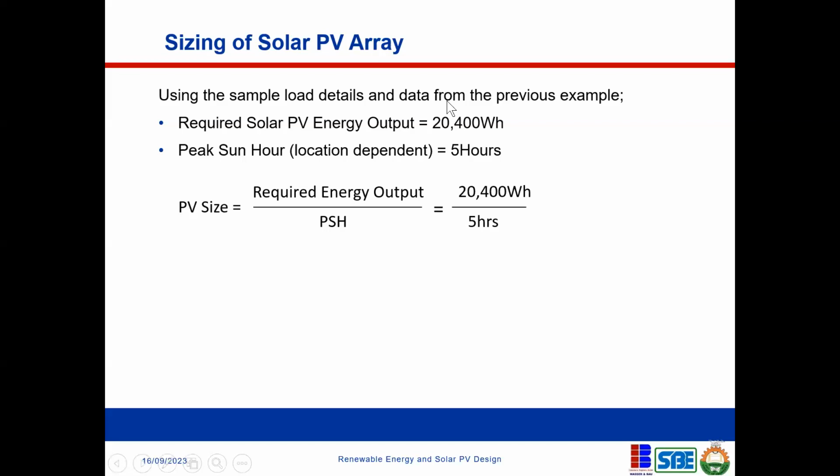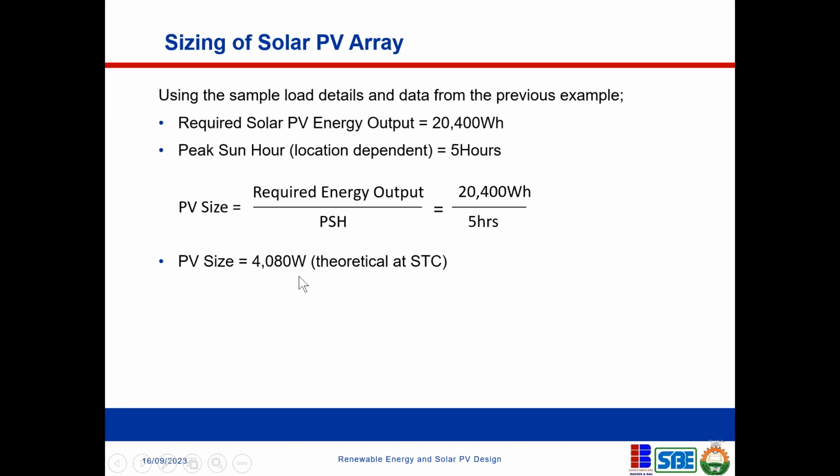We are going to divide it by 5. So when we do that division, we are going to have 4,080 watts. When you divide 20,400 watt hour by 5 hours, the hour cancels this hour, and you're remaining with watts. So you have 4,080 watts.